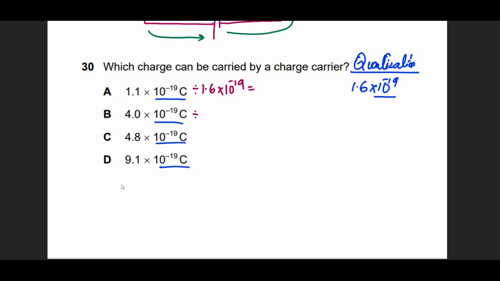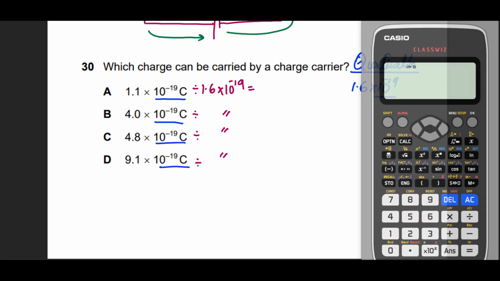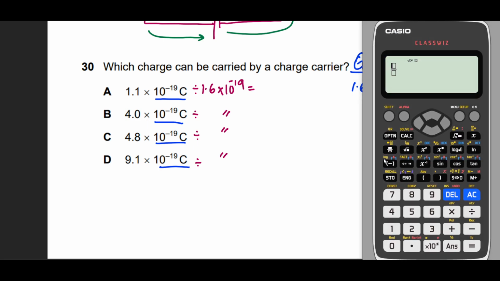Similar fashion for all of them. Divide them with this number and see what happens. Let me show you what's actually happening. So fraction, we have 1.1 power minus 19. I repeat, adding minus 19 does not change the question. I'm just adding this for those who are not comfortable with this.